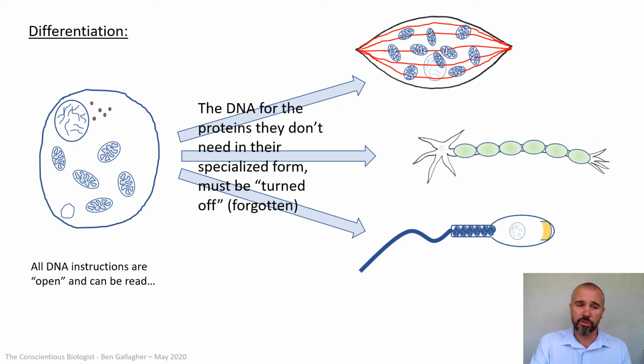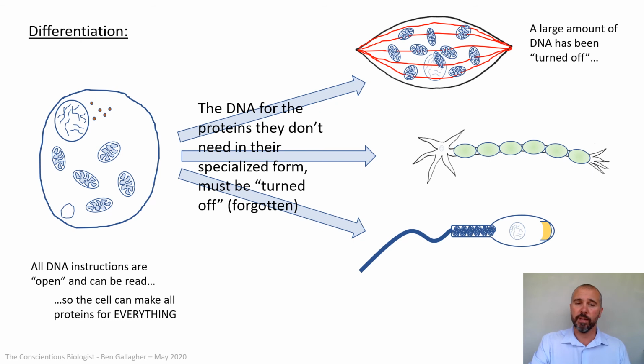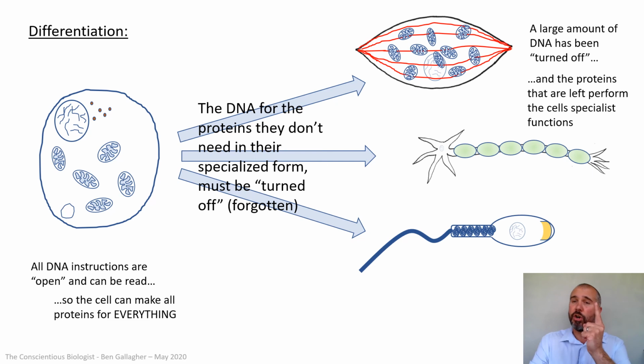In an unspecialized cell, all DNA instructions are open and can be read, so the cell can make all proteins for everything. What they have to do is turn it off. So a large amount of the DNA is being turned off, and the proteins that are left perform the cell's specialist functions. So that one over there, all of its DNA is open and can be read. It's unspecialized, undifferentiated. Whereas these ones, most of their DNA is being turned off. Only bits that aren't turned off are for the proteins that let them perform their specialist functions. So differentiation is just about turning off the DNA for everything that the cell doesn't need.